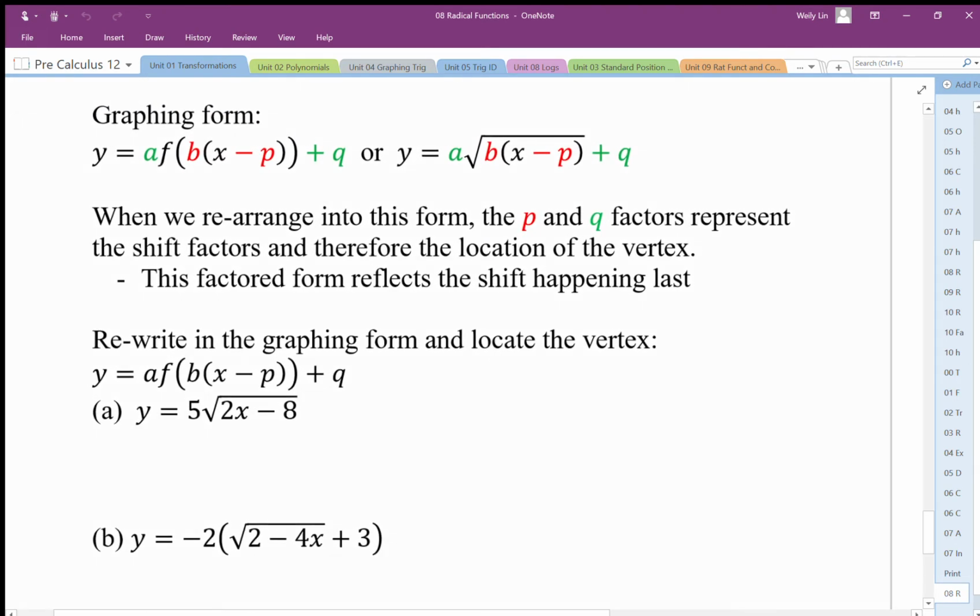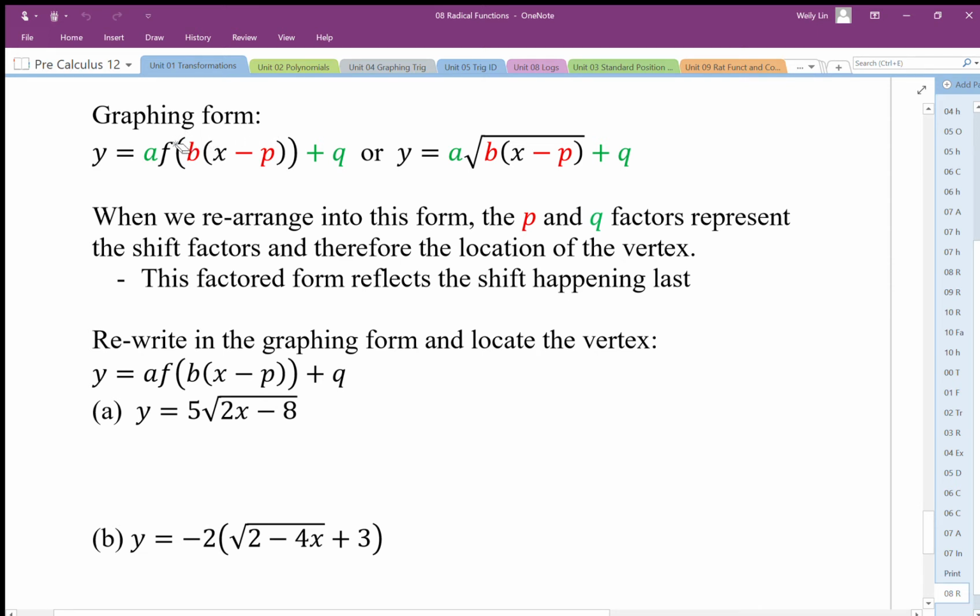So in some of the questions previously, I mentioned that it's nice to know that the shift is done last. And this then comes to the graphing form. Ideally, if we can, we want to do shift last and put it into the graphing form, or what some people would call the factored form, especially for the x's, because it simplifies things for the x's if we know that the shift is always last.